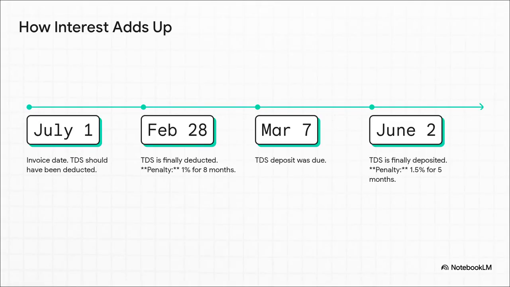Let's say you were supposed to deduct tax on July 1st, but you totally forgot and didn't do it until February 28th. That's a delay that spans 8 months, July, August, all the way to February. So you'll pay 1% interest for each of those 8 months. But wait, it gets worse.